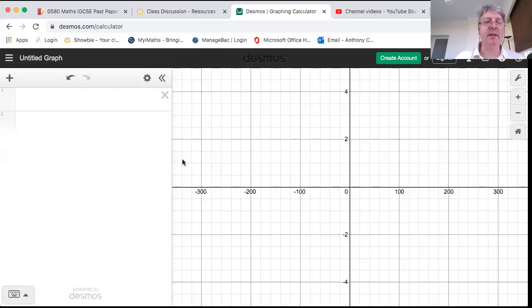Right, welcome to the final section on chapter 13 on transforming curves. The final way of transforming a graph is to reflect, and reflections are really fairly straightforward. So first thing we're going to do is have a look at the y equals cos x graph.